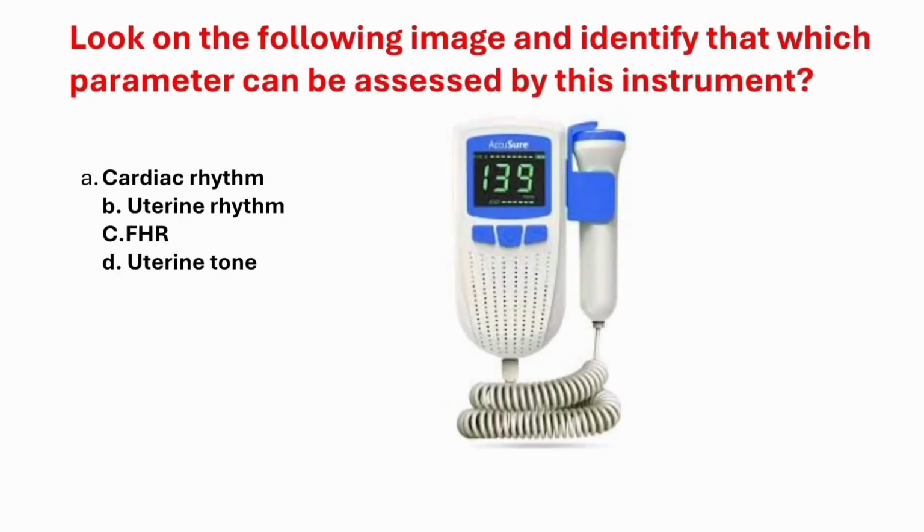Viral fever. Look at the following image and identify which parameter can be assessed by this instrument. A. Cardiac rhythm, B. Uterine rhythm, C. Fetal heart rate, D. Uterine tone. The correct answer is C. Fetal heart rate.